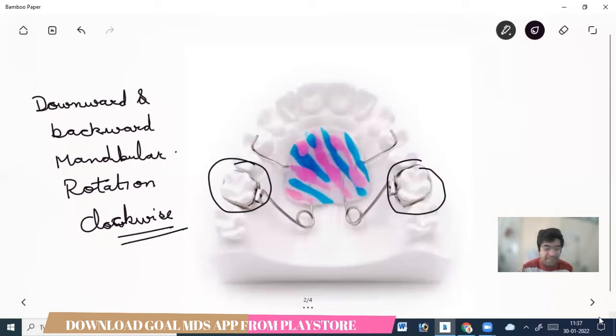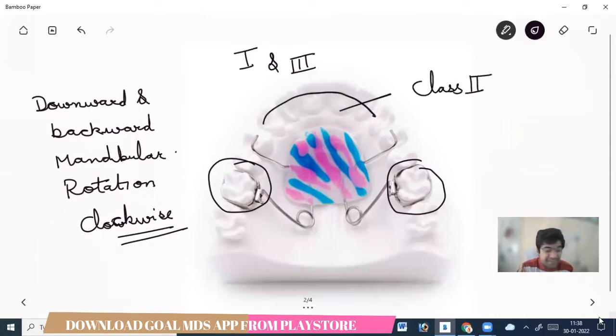Now, can we use this appliance in class 1 and class 3 malocclusion? No, it is used to correct class 2 malocclusion. So well, that is correct. If there is excessive lower facial height, can we use it? No, we can't use it, as it increases the lower facial height. So when a patient has a short lower face height, yes, this is the situation where we use the pendulum appliance. That is what you have to remember for your exam.